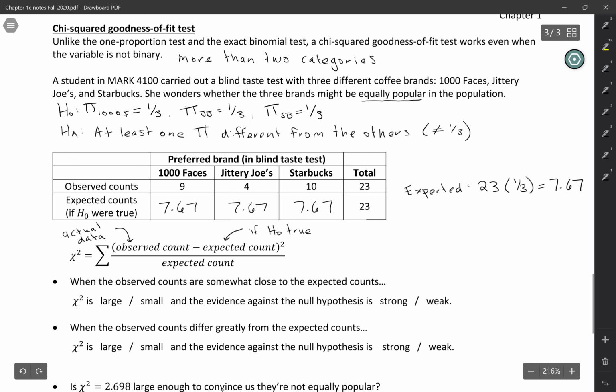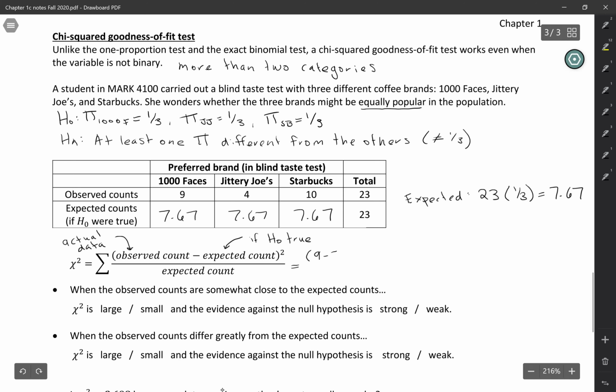For each of the different brands, we're going to do the observed count minus the expected count, and square that over the 7.67. Looking at this formula, you can see right away why this has to be a two-sided test. If you take the difference between observed minus expected and square it, you've lost all information about which direction things go. So a two-sided test is your only real option at that point. I'm going to keep going and do this for all of the cells, 4 minus 7.67. That's for Jittery Joe's. And one more for Starbucks. So I've got all 3 of my terms here.